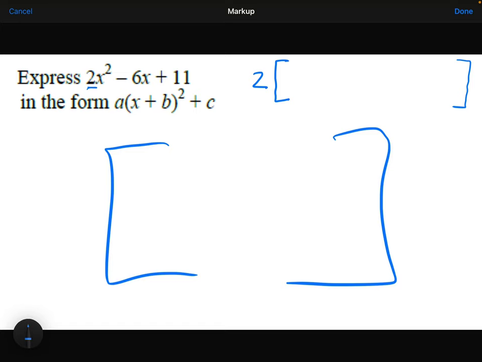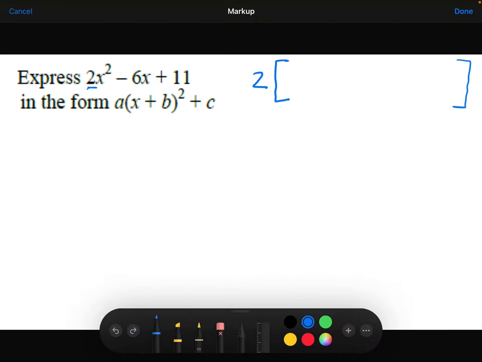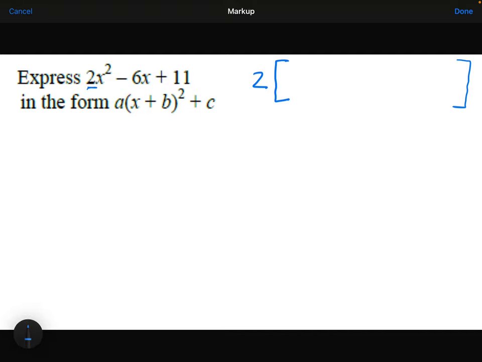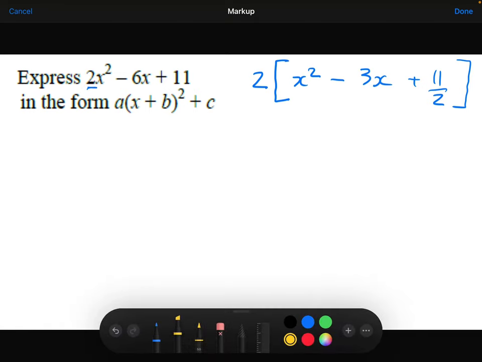The reason I'm using square brackets is because I'm going to actually have 2 sets of brackets in this question. The first set of brackets is when I'm factorising the 2 outside. The second set of brackets in a minute will be when I'm completing the square. So, first, let me factorise the 2 out. So I'll have an x squared, I'll have a minus 3x, and then I've got an 11 over 2 here. Just to be super clear, the 2x squared, the 2 lots of the minus 3x, and the 2 lots of the 11 over 2.